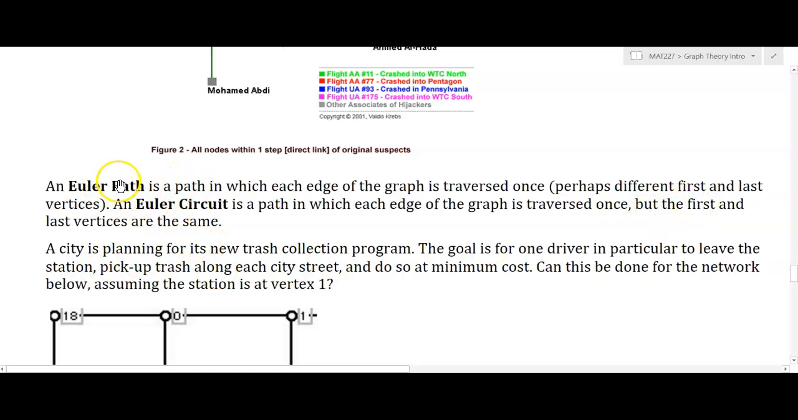So notice it's still using the terminology path and circuit. A path just starts at a vertex and ends at some vertex, whether it's the same one or not doesn't matter, but a circuit has to start and stop at the same vertex.